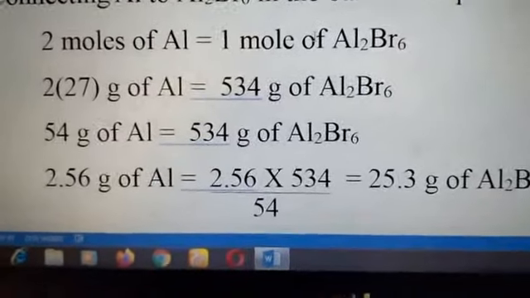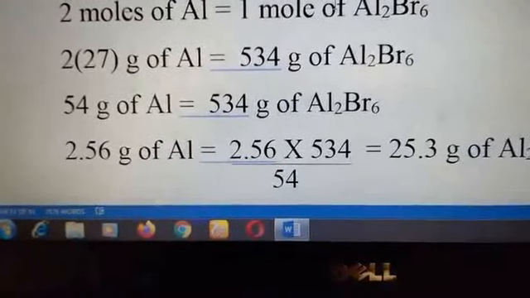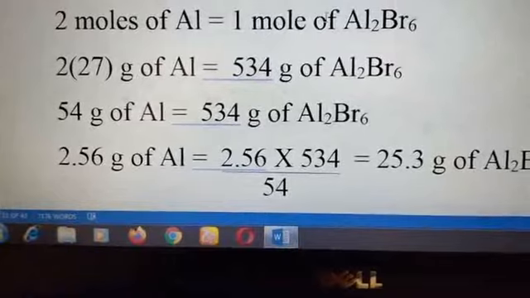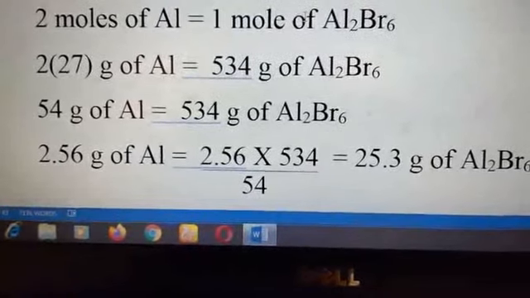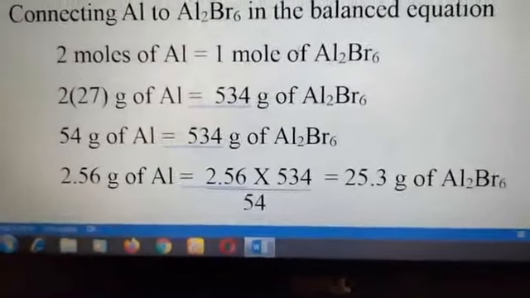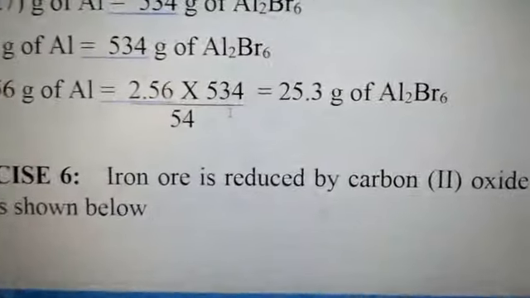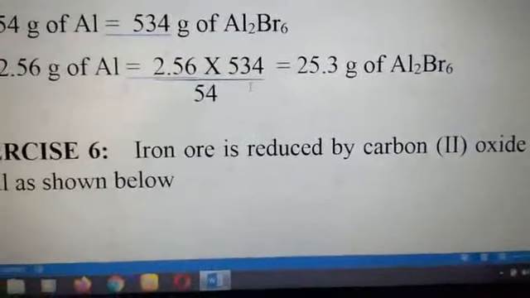So we have that. Then therefore, 2.56 grams of aluminium, because 2.56 is the mass of aluminium involved in the reaction given to you in the equation, will now give us 2.56 multiplied by 534 all over 54 grams. So we'll now work it out. We'll have 25.3 grams of the aluminium bromide as our product.